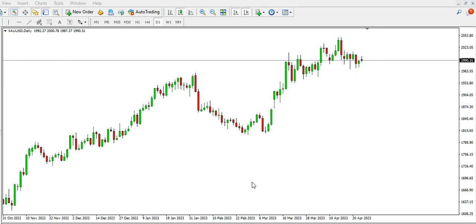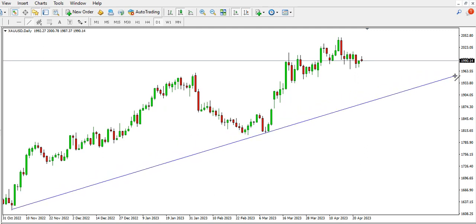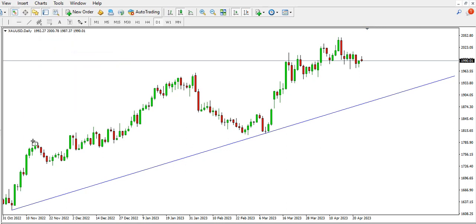So let's quickly run through what's happening on the screen. I have gold on the daily time frame. This is a higher time frame, and as you can see, the trend is bullish. What do I mean by the trend is bullish? We have the price of gold forming a high around here, a high around here. Okay, and then a break of structure.